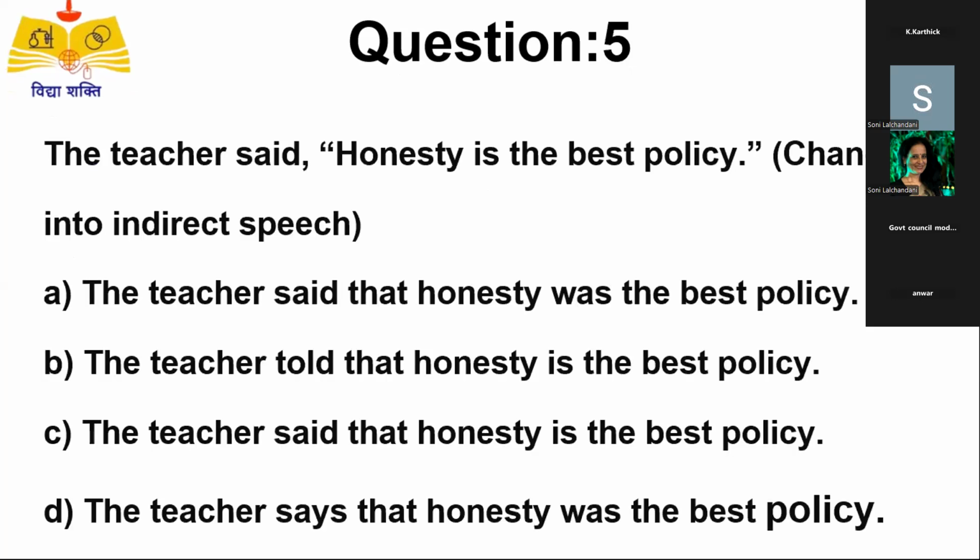Now, question number 5, the teacher said honesty is the best policy. Change into indirect speech. The teacher said that honesty was the best policy. B option, the teacher told the honesty is the best policy. C option, the teacher said that honesty is the best policy. The teacher says that honesty was the best policy. Which of these, A, B, C, or D?